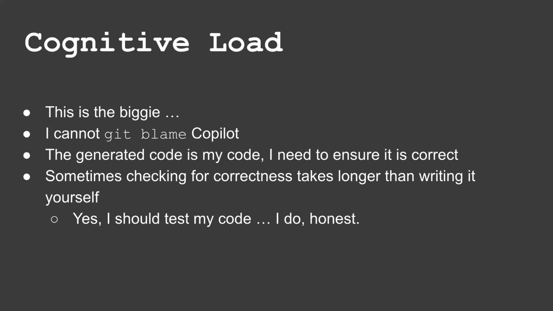To my point there, I can't git blame Copilot. It's not going to appear in Git and be this AI machine that you can blame in the future. It becomes your code. And this is the biggest problem. Sometimes checking the correctness takes longer than writing the code itself. And yeah, I know I should probably be testing my code. I do all the time, honest, governor. So this is probably one of the biggest challenges.